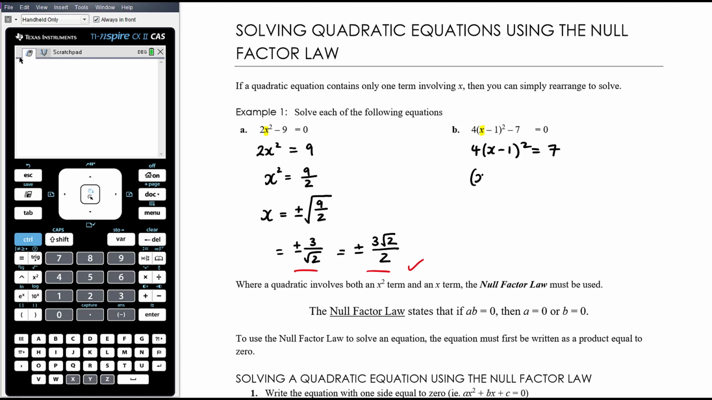Divide by 4 next. So this is 7 on 4. Then we take the square root, okay, which is plus minus root 7 on 2, because 4 is a perfect square, and then we can add 1. So x is plus or minus, so I might write the 1 first, 1 plus or minus root 7 on 2.